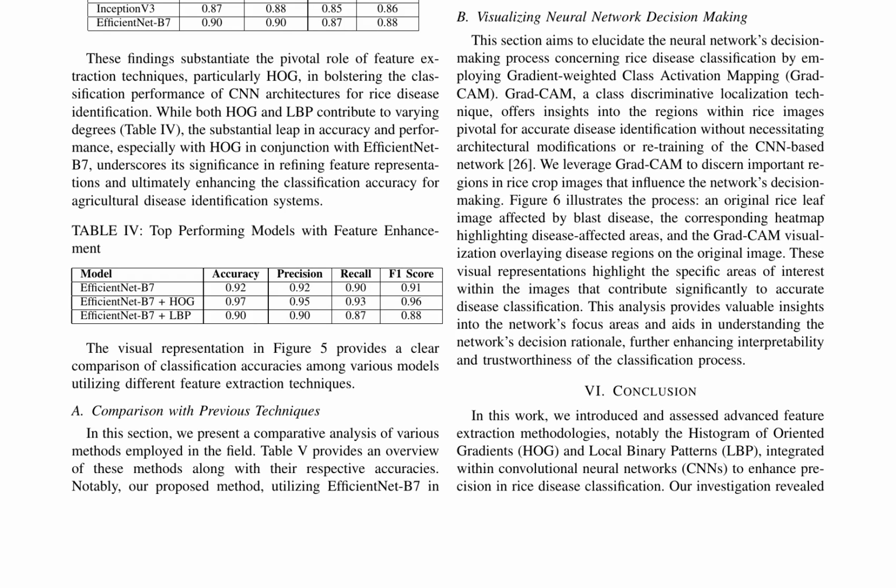In conclusion, the study introduces and assesses advanced feature extraction methodologies, notably HOG and LBP, integrated within CNNs to enhance precision in rice disease classification. The findings underscore the pivotal role of feature extraction techniques, particularly HOG, in bolstering the classification performance of CNN architectures for agricultural disease identification systems.